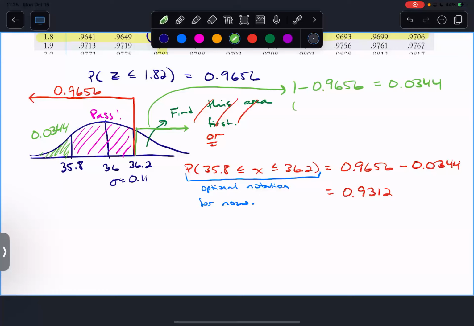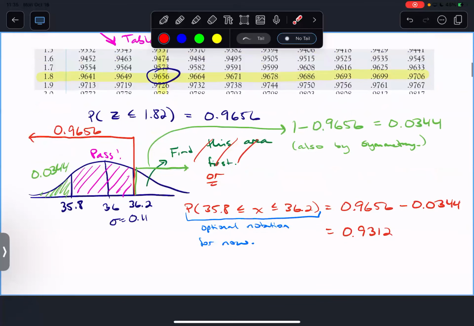So then, also by symmetry. So recognizing that symmetry would have saved us a little bit of work, right? One more trip into the Z table, right? Doesn't hurt. But what could you have done? You could have said, well, the total area here is 1. I'm going to lob off 0.0344 on both sides, and then you would still be left with 0.9312. There are some other weird ways that you could do it, but let's not.